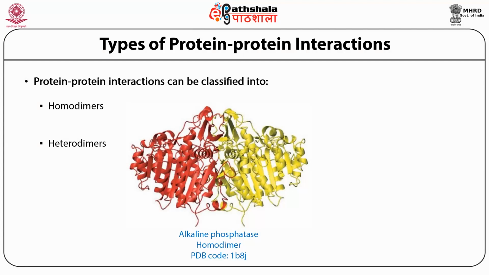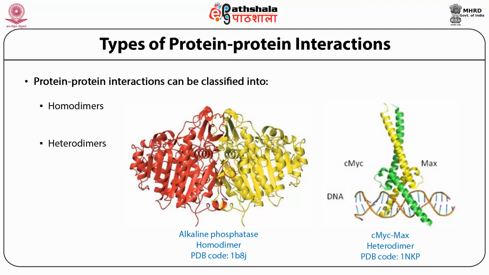But there can also be interactions which are heterodimeric in nature, which is to say two different proteins come together to form a complex. For example, c-MYC forms a complex with MAX protein, and these two together act as a transcription factor regulating the gene transcription of many downstream effector genes.